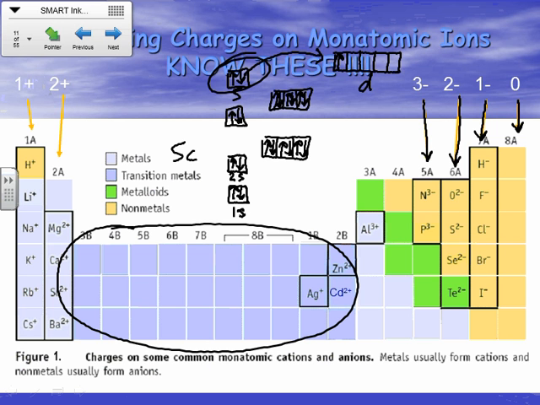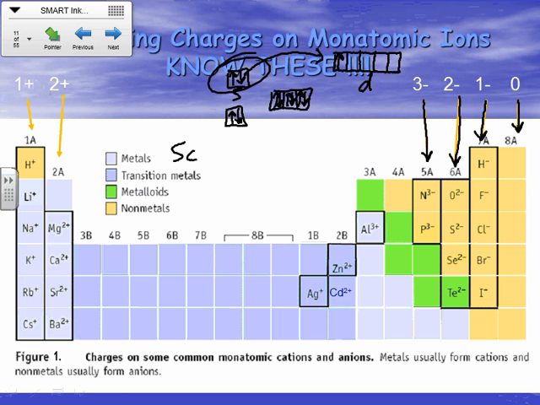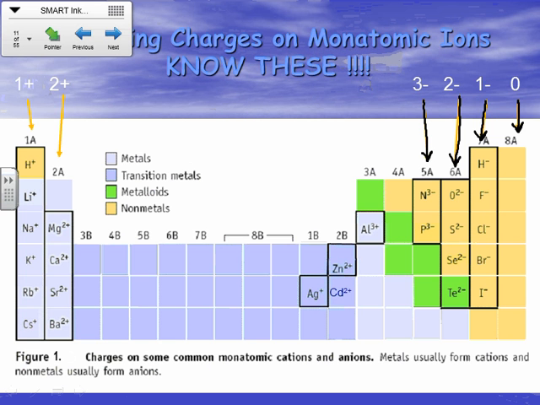So because all of the metals have basically 1 or 2, or in the case of aluminum, 3 valence electrons, they're going to give away electrons. All right? So then nonmetals usually form anions because the nonmetals typically have 5, 6, 7, or 8, right? So they're going to gain electrons to get to that magic 8 number. Okay?